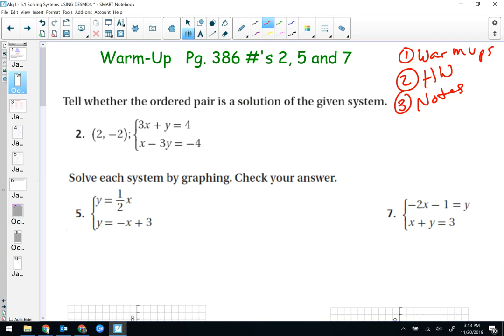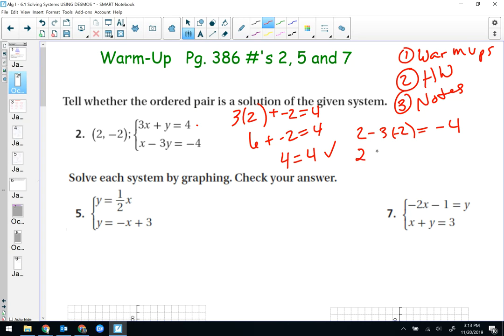All right. Is this ordered pair a solution? Let's double check. Let's plug it into the top one. 3 times 2 plus a negative 2. Is that 4? 6 plus negative 2. Is that 4? Yep. That checks out. Let's check the bottom. 2 minus 3 times negative 2. Is that negative 4? Well, this is 2 plus 6. Is that negative 4? Nope. Is that a solution? No, it's not a solution.